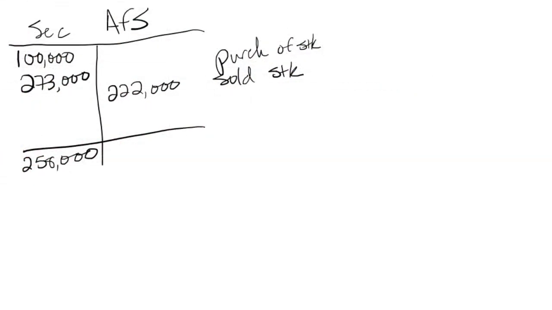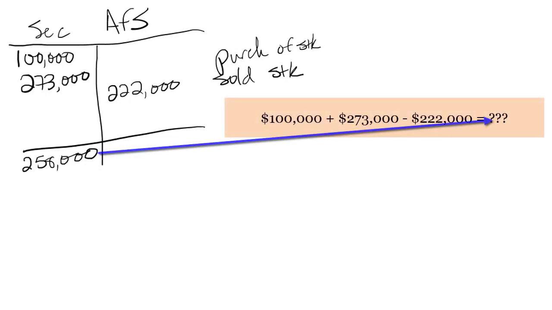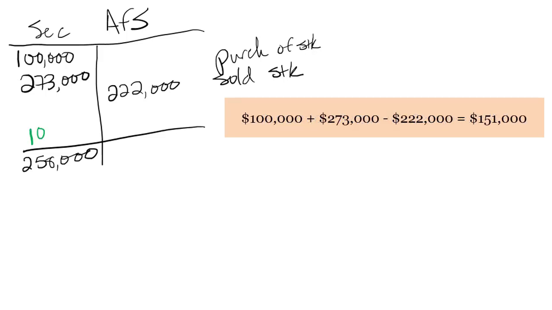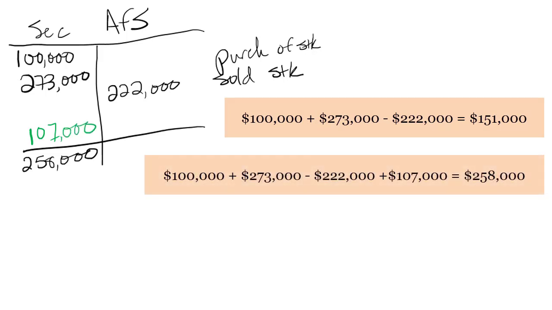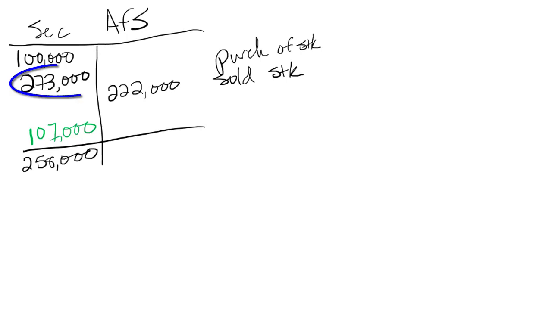So hopefully, if I take the 100,000 plus the 273 minus the 222, I get to the 258, because that means that I've already accounted for everything that's happened in the securities available for sale account, and I don't have to worry about there being maybe another hidden cash effect. Now, hopefully, as I said that, you actually did the calculation and you've realized that this doesn't balance. In order to balance, we need an extra 107,000. Now, the easiest explanation is we recorded this purchase of 273, but I guess there's another purchase out there.